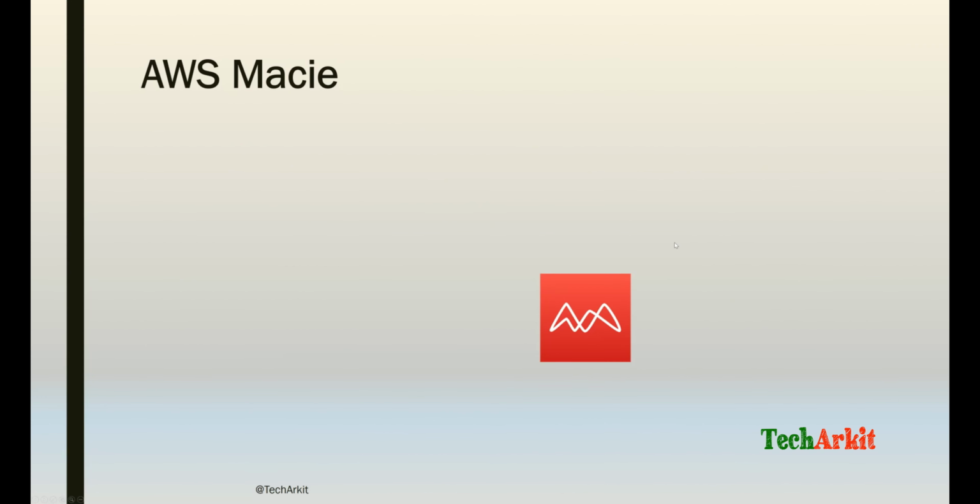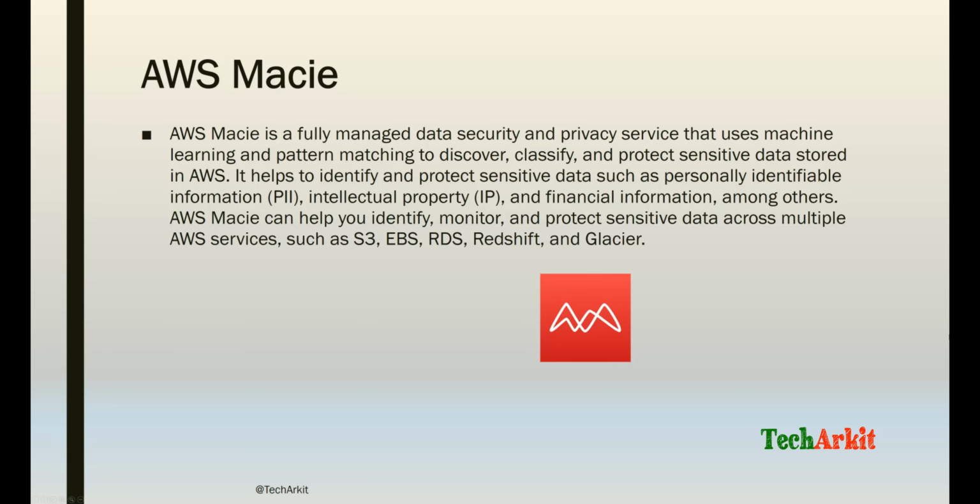Next one is Amazon Macie. Macie actually provides full security, right? So what does that full security provide? Amazon Macie is a fully managed data security and data privacy service, fully managed by AWS, so you don't have to worry about the backend servers and services. It uses machine learning and pattern matching to discover, classify, and protect sensitive data stored in AWS. So it classifies the sensitivity of the data, and it protects the data.